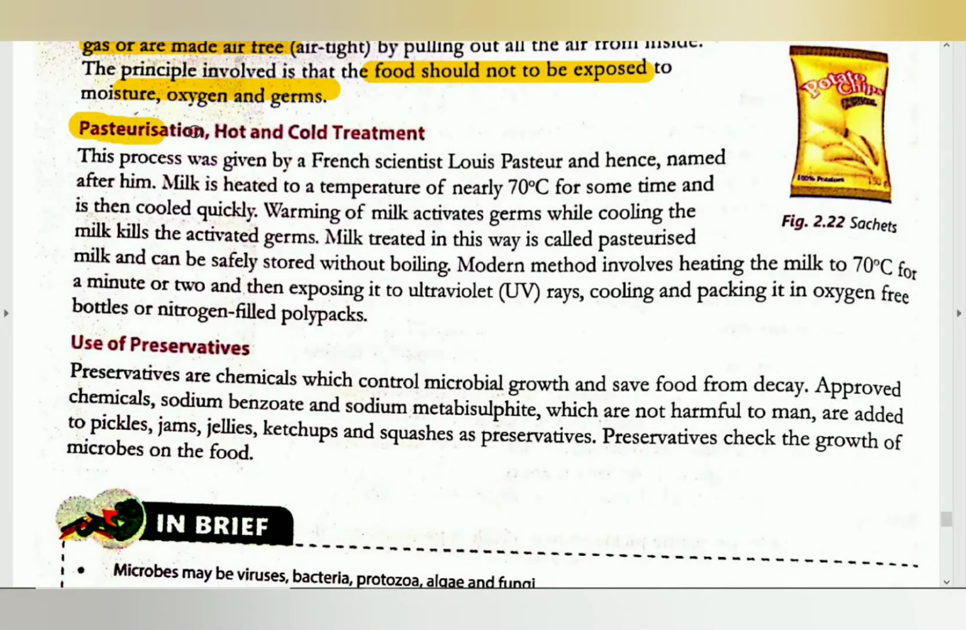Next method is pasteurization. Pasteurization is generally known as hot and cold treatment. This method was discovered by the French scientist Louis Pasteur. So, after his name, this method is known as pasteurization. In this method, milk is heated at a temperature of 70 degrees Celsius. Then it is cooled quickly. And this hot and cool treatment is known as pasteurization. As this method is done on milk, it is known as pasteurized milk.